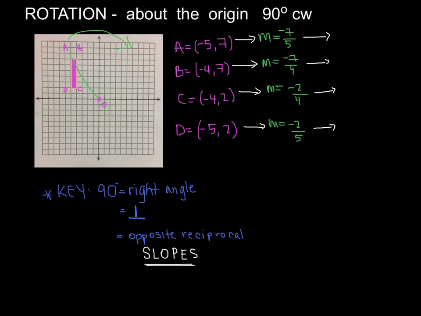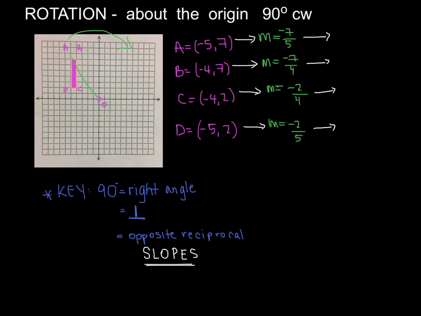Okay, take a look at my slopes, see if they match your slopes. To get from point A to the origin, you have to go down 7 over 5. So I got a slope of negative 7/5. To get from B to the origin, you have to go down 7, but this time only over 4. So I got negative 7/4.